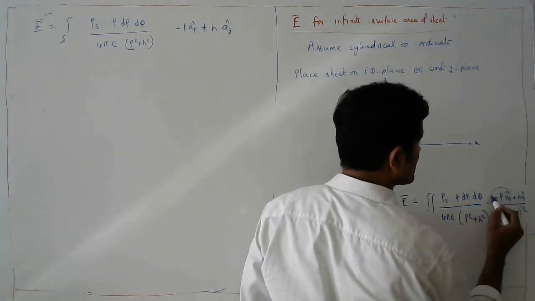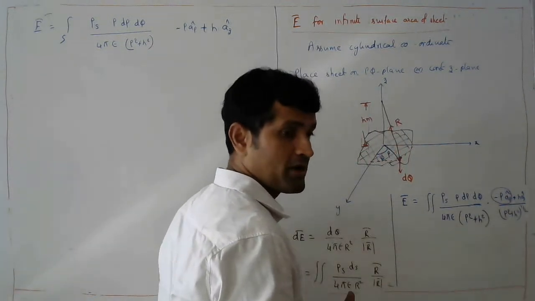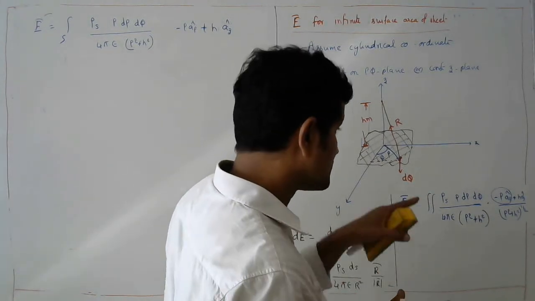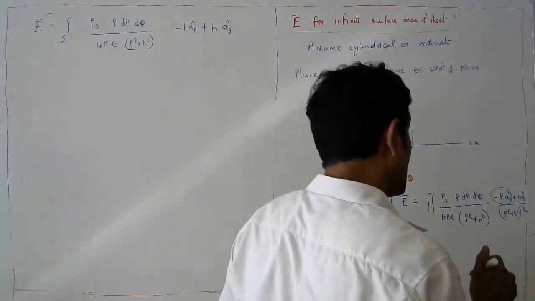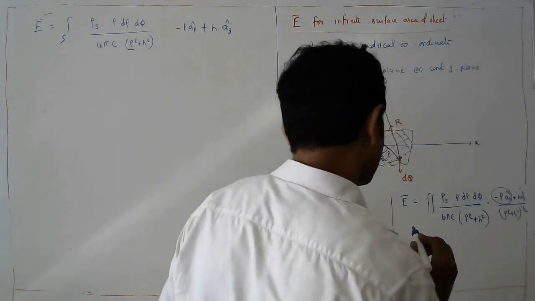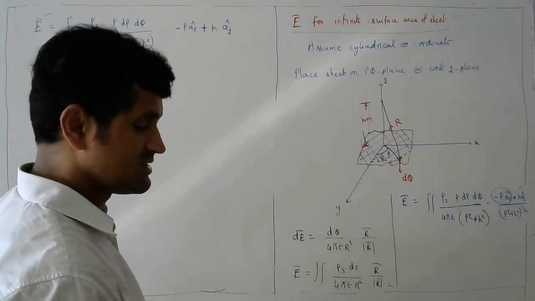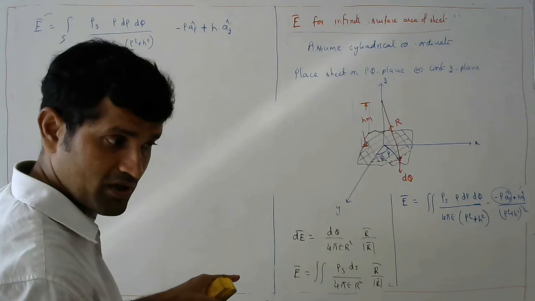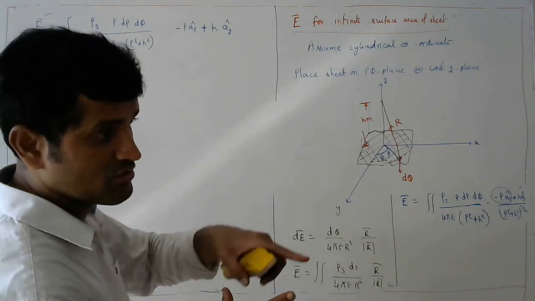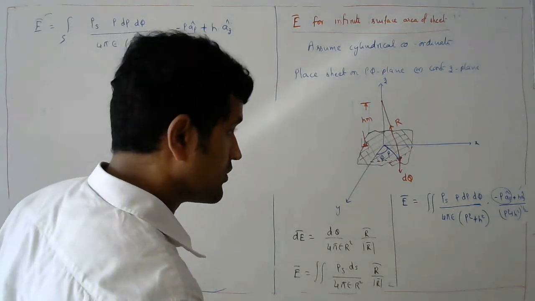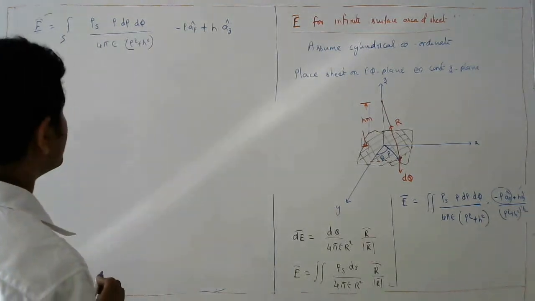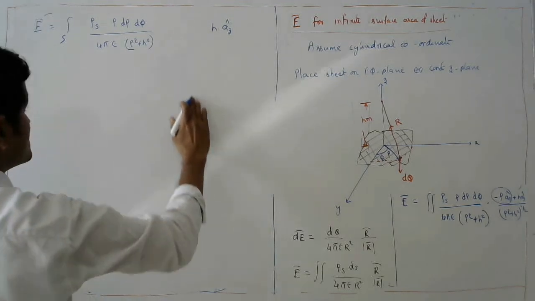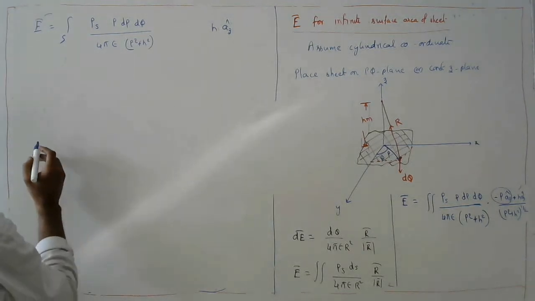Because the sheet is placed on a rho phi plane, flux lines won't touch the rho phi plane. Flux lines will travel straight through the a z direction only. That's why we have to consider only a z components. You have to remember this point. If you consider only a z components, the rho components become 0. Now we have to integrate.